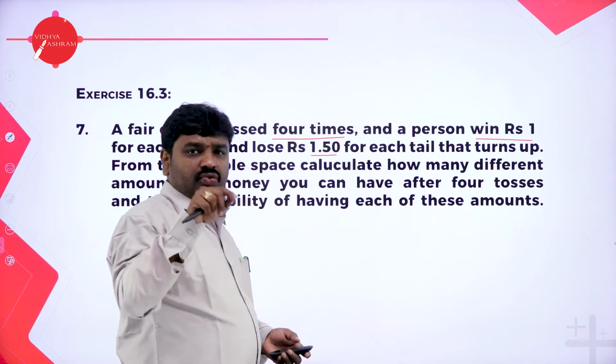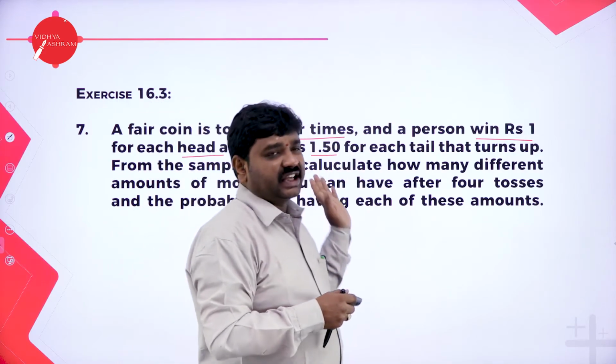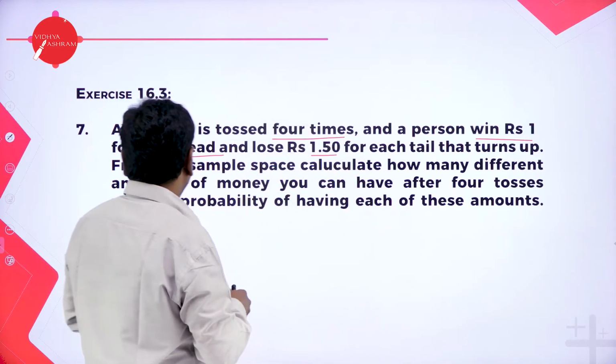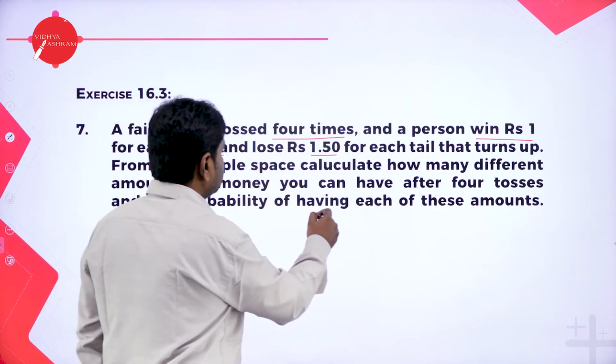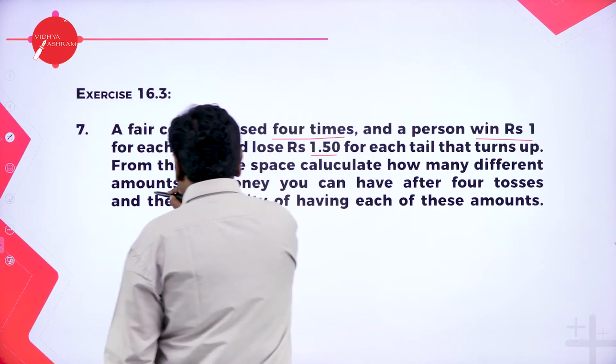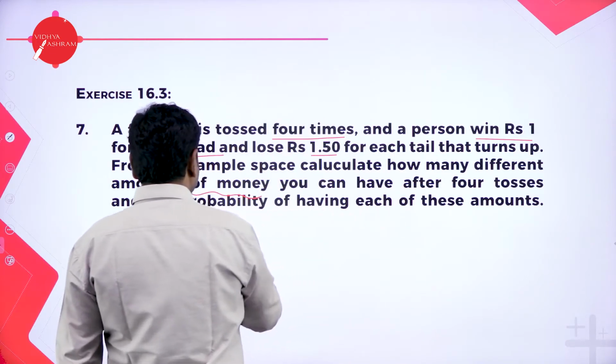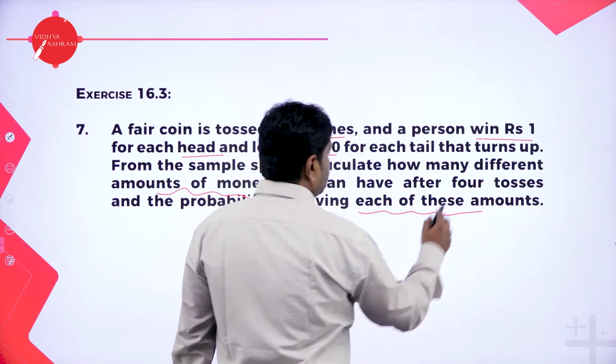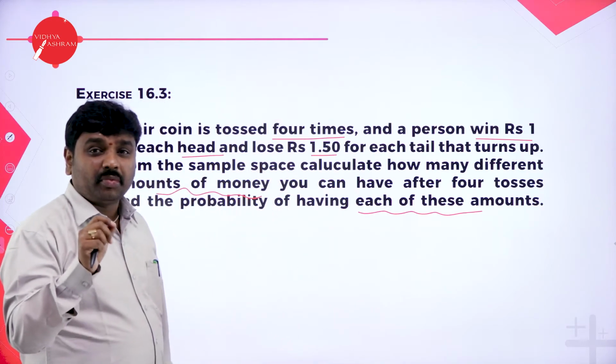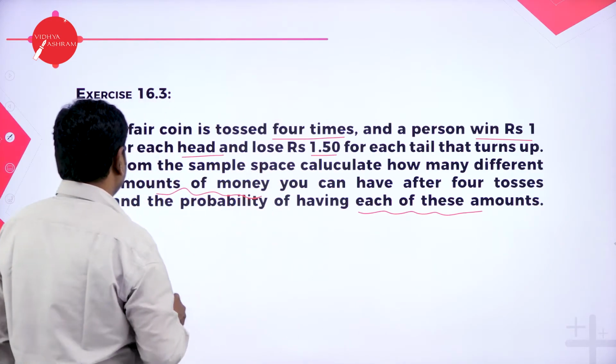A person will lose 1 rupee 50 paise for each tail. Form the sample space, and calculate how many different amounts of money you can have after the 4 tosses, and the probability of having these amounts. They want you to find the probability of each amount. First we'll write the sample space.